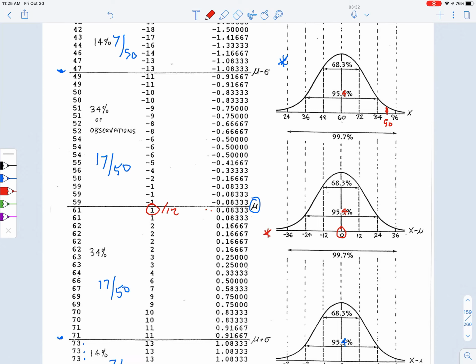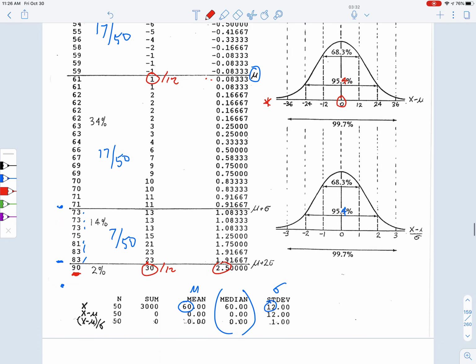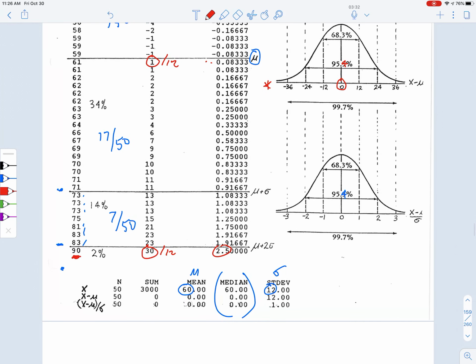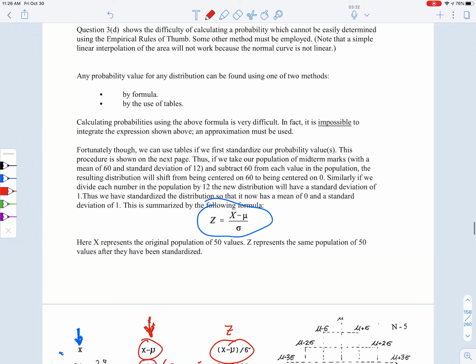But the thing I want you to note then is that the Z values tell you the number of standard deviations above or below the mean a particular number is. Above, of course, if it's a positive number, and if it's negative, then it's below the mean. So 90 is 2.5 standard deviations above the mean. So the formula that we use here is this.